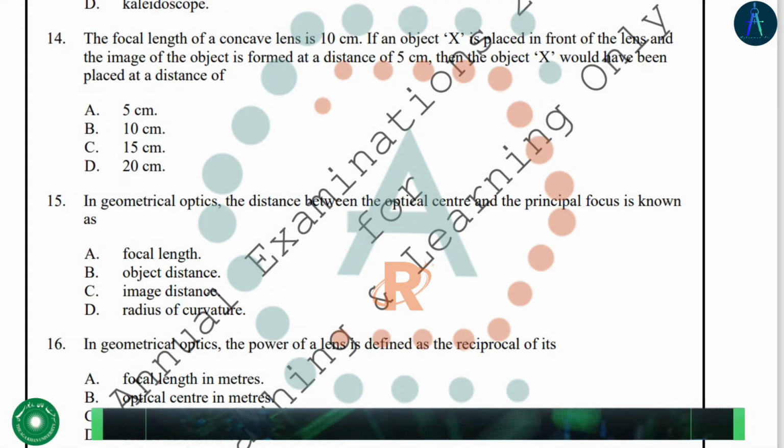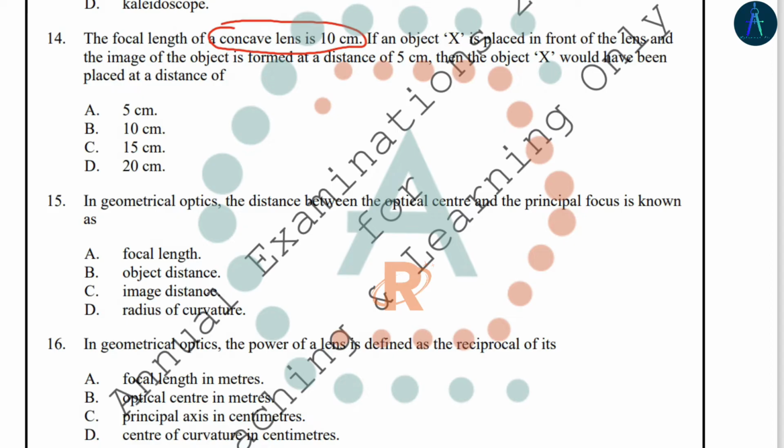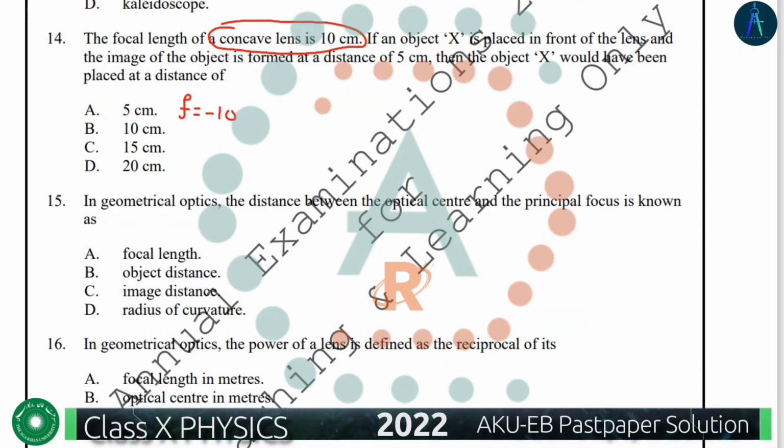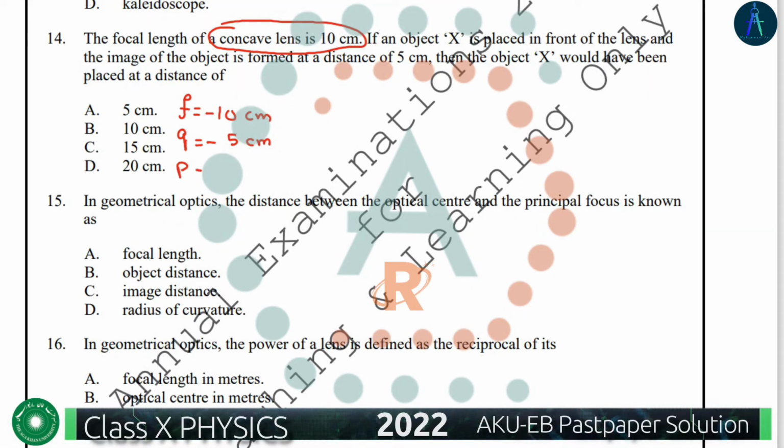The focal length of a concave lens is 10 centimeter. This means this concave lens is a diverging lens, so in this way the focal length will be -10. If an object is placed in front of the lens and the image formed of the object is at a distance of 5, we know that this lens always forms a virtual image. So the image distance will be equal to -5. Then we have to find the object distance, the value of p.